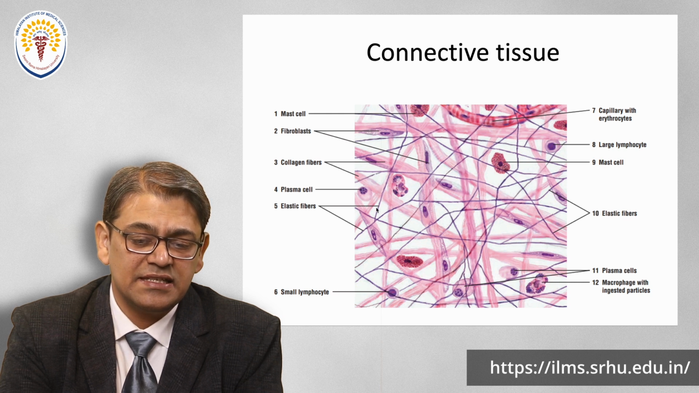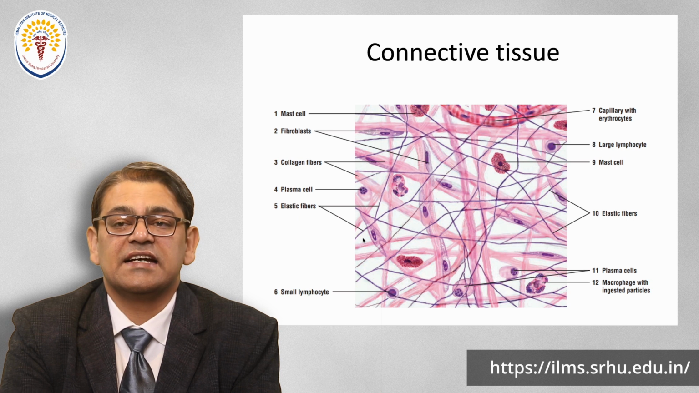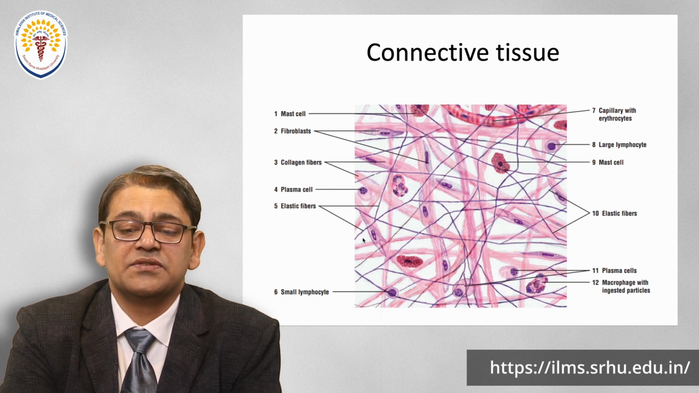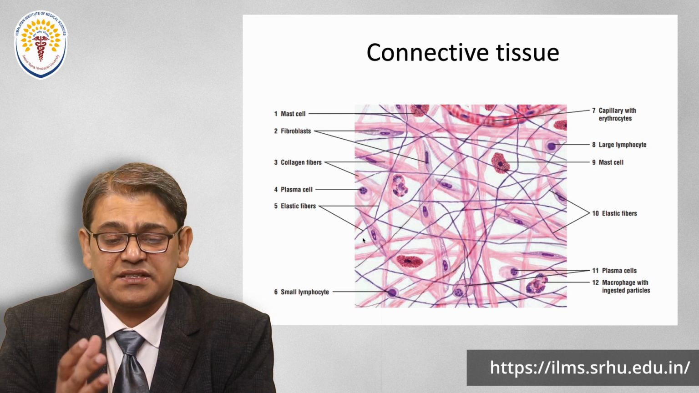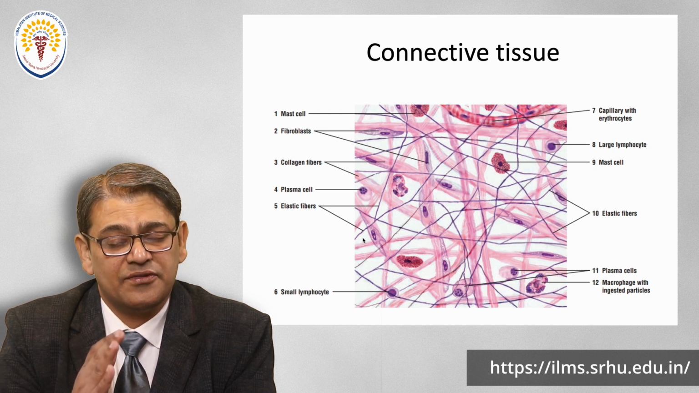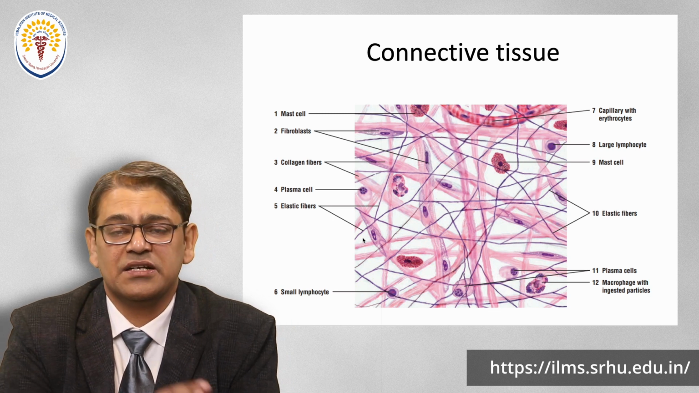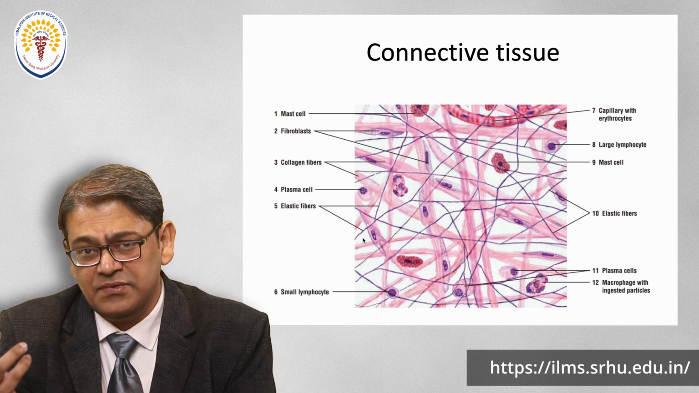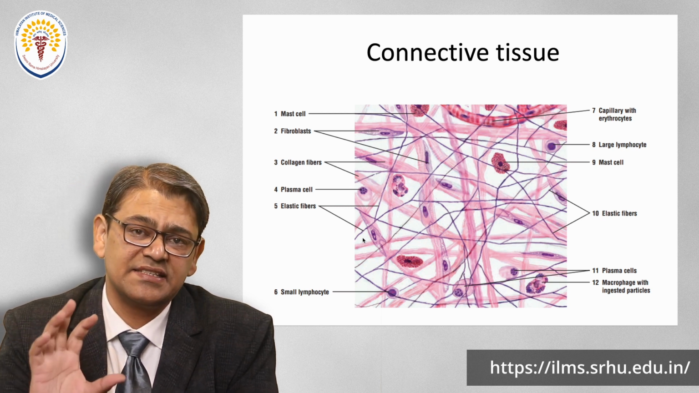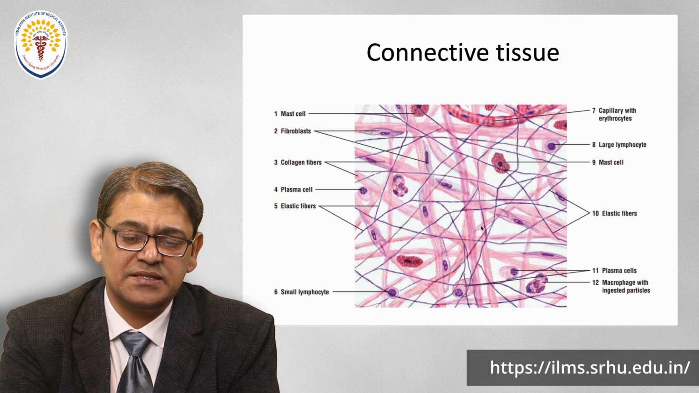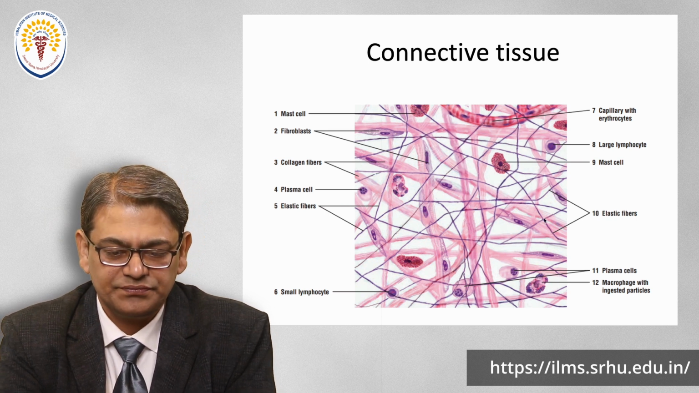Then we see these blue colored threads present randomly, and these are elastic fibers. Connective tissue is a mixture of various structures. One fiber gives you the strength, that is the white collagen fiber. At the other extreme, the elastin fibers give tensile strength as well as elasticity, and they are visible in histology as this type of blue colored threads.